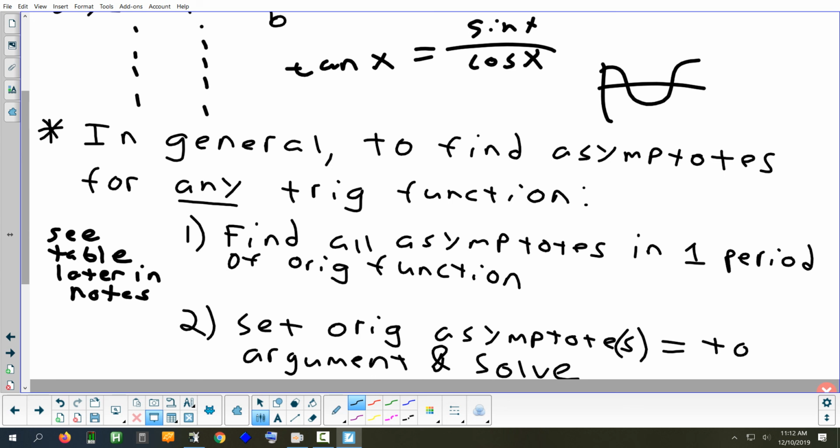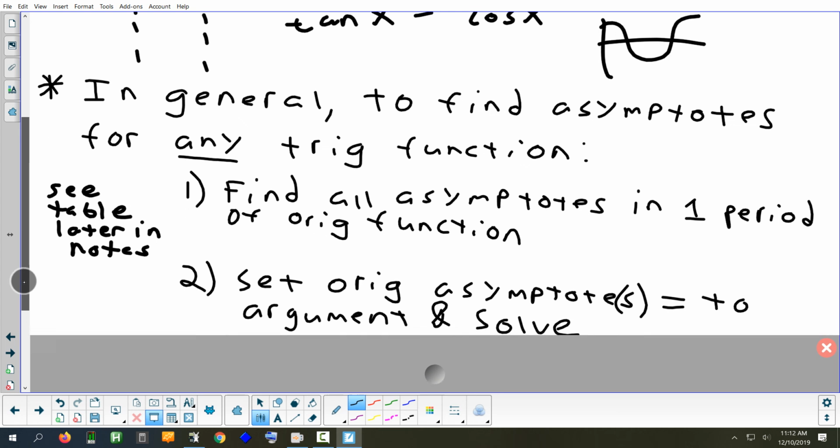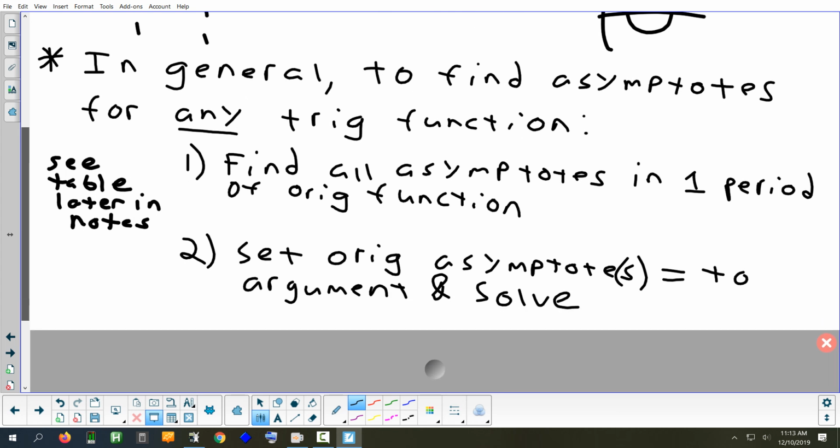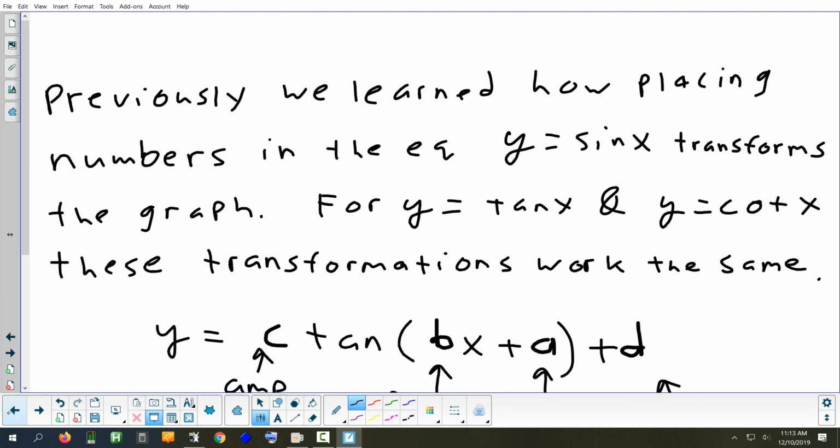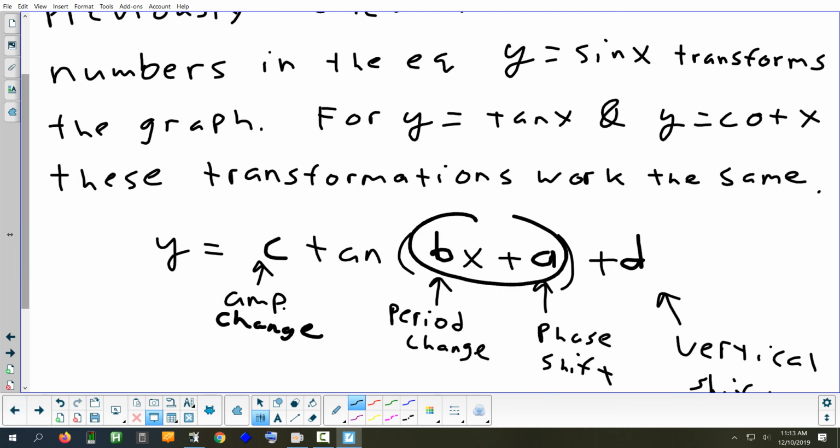Okay. So step two. Just because you know where the asymptotes are now doesn't mean that's where they're going to be if you do a transformation. So what do you do? Take the asymptote you found in step one and set it equal to the argument. So set the original asymptotes equal to the argument. Now remember, the argument is the stuff in the parentheses. Just to show you, this is the argument, right there.